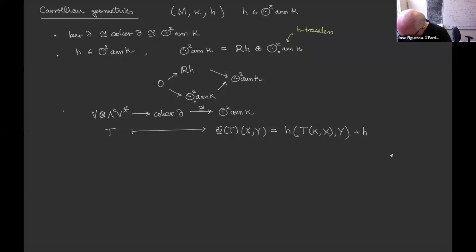This is a result of a calculation, which I'm not doing, but X T of kappa Y. So basically, you take the torsion tensor, you put in the Carolian vector field kappa, and that gives you something that still has a slot free, and then you make a symmetric thing by symmetrizing. So you apply X and then take the inner product using H with Y, or you put Y and take the inner product with X. So you make something symmetric.